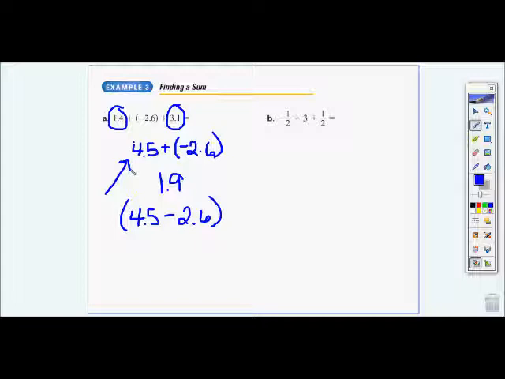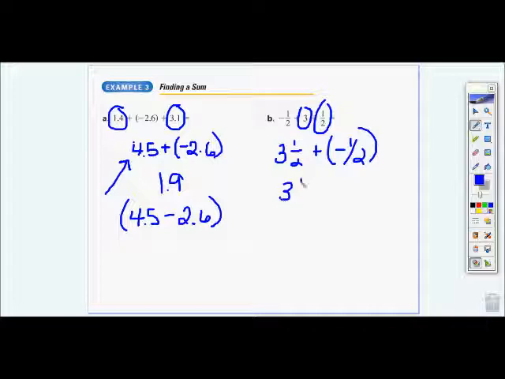That's a positive. Doing the same thing on the next one, I have a negative number, but again, I have two positives. I always start out with my positives because this is what I've been practicing the most. So I have 3 plus 1/2, so that's 3 1/2, plus, and then I have my -1/2. I have different signs, so I'm going to find the difference. So 3 1/2 minus 1/2 is going to leave me with 3.